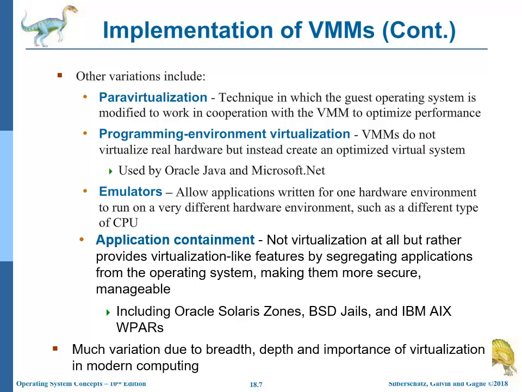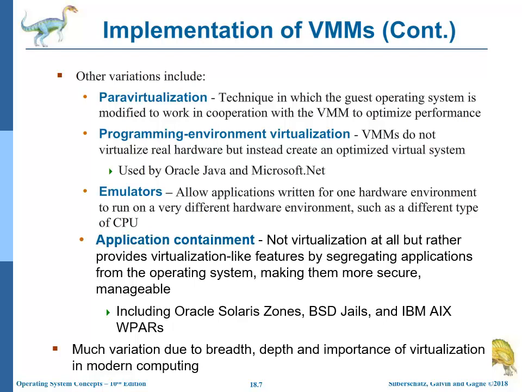Oracle Java and Microsoft .NET use programming environment virtualization, in which VMMs don't virtualize real hardware, but instead create an optimized virtual system. We have emulators. Emulators allow applications written for one hardware environment to run on a very different hardware environment. For example, emulators make it possible to run Windows on a Mac computer and vice versa.